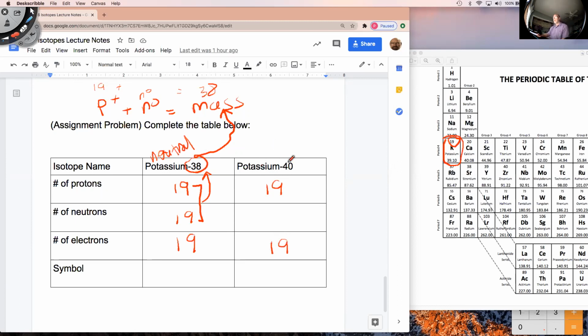And now we have to figure out, what do we have here for potassium 40? Let's do a quick little math problem down here. The mass equals 40, because remember, this is the mass, right? 40 equals protons, 19, plus neutrons. Take your calculator out, minus 19 from both sides, you're going to get 21. How do you double check your work? Because the number of protons and the number of neutrons should add together to give you the mass. Okay, so that's how you'll work out the table on your homework.